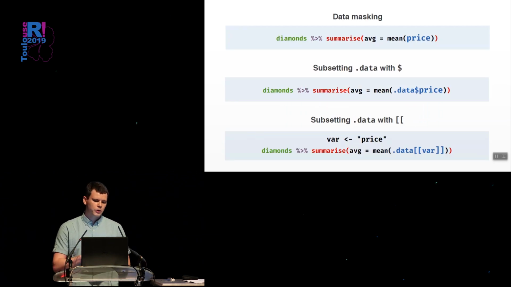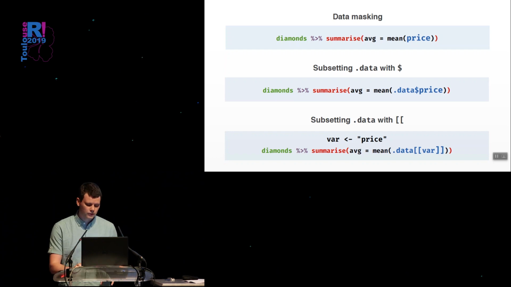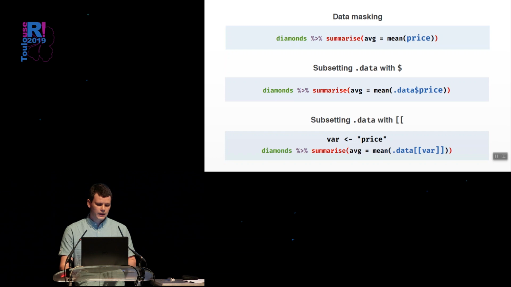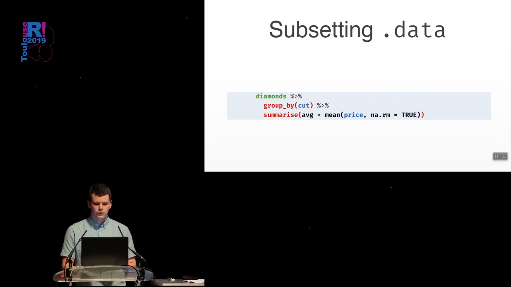And let's say that on top you have this typical data masking syntax where you take the mean of price, which is a column in your data frame. Well, in all the tidyverse functions, you can do it equivalently as subsetting .data with $. All these expressions are completely equivalent, including when you have the name of a column as a string in a variable, and then you use the double bracket operators to subset it. And that's what we are going to use to create a function.